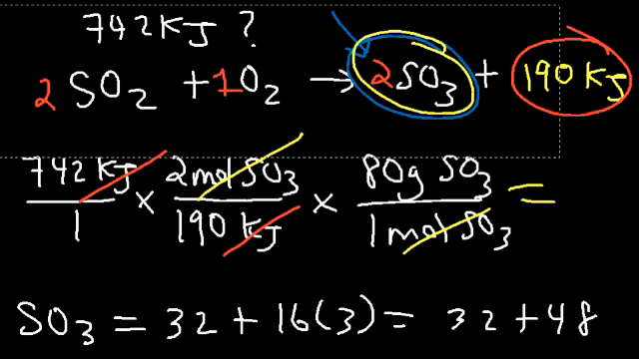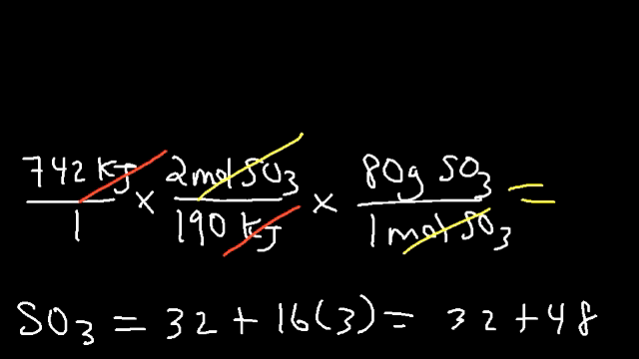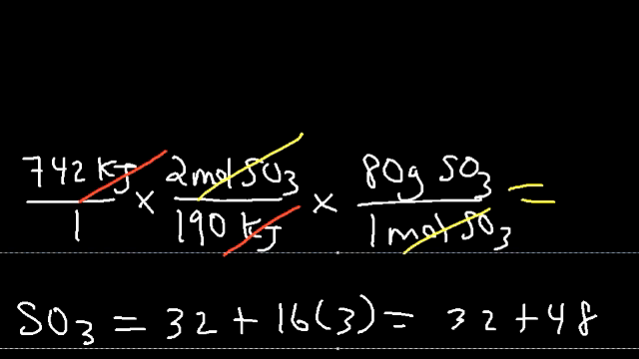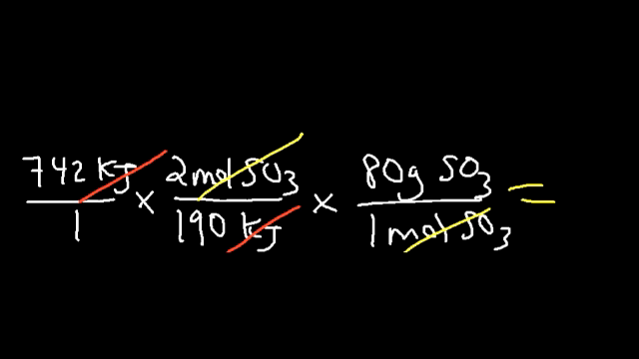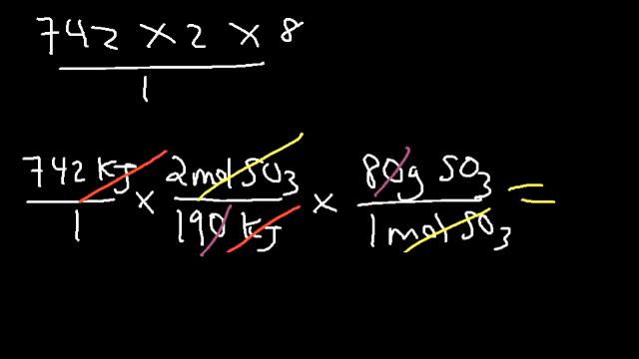So now let's work out the problem. So we can cancel a 0. And so it's 742 times 2 times 8 divided by 19.